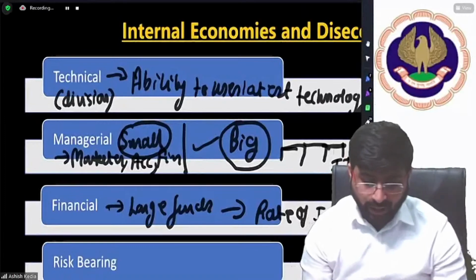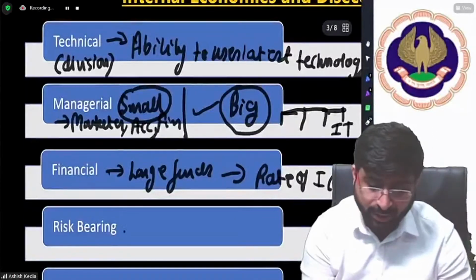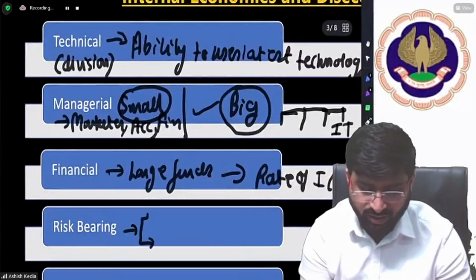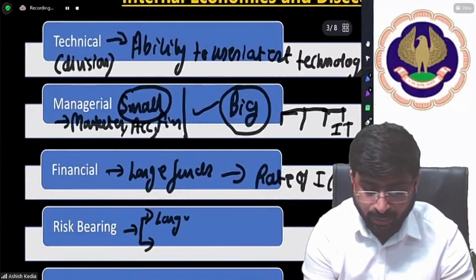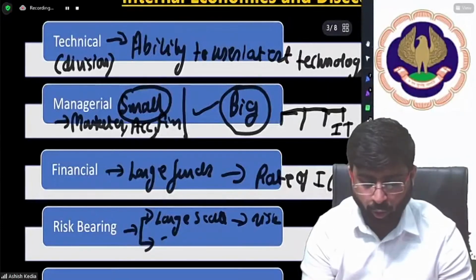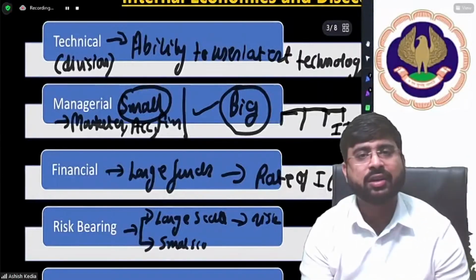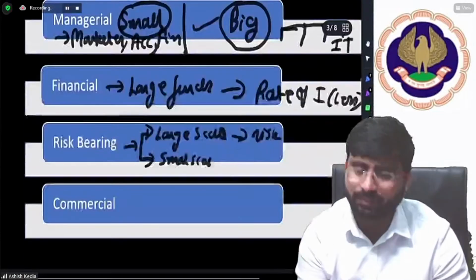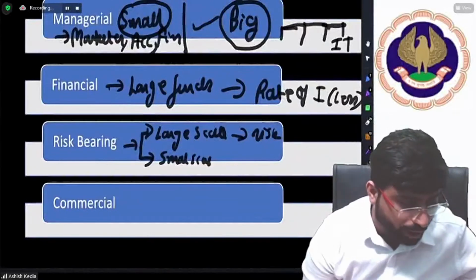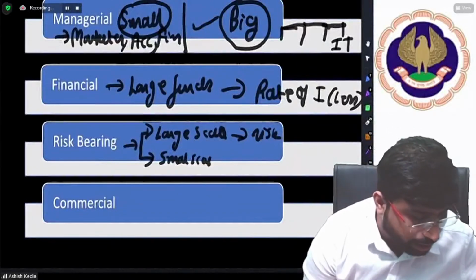Fantastic. Now, risk-bearing appetite. Obviously, my dear friends, you will see that organizations that operate on a large scale are in a better position to bear risk, to take risk, compared to a small scale organization. And that is the risk-bearing advantage. And finally, commercial economy. That is yet another good point.